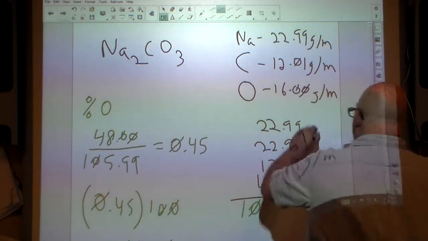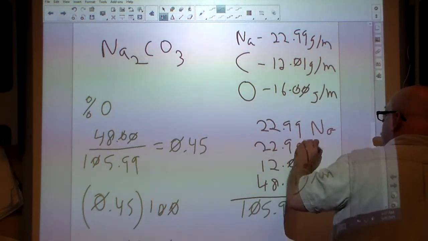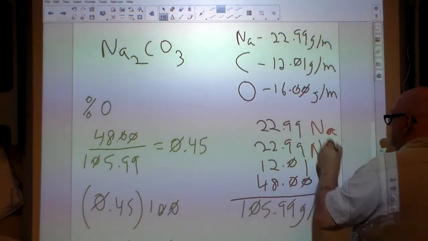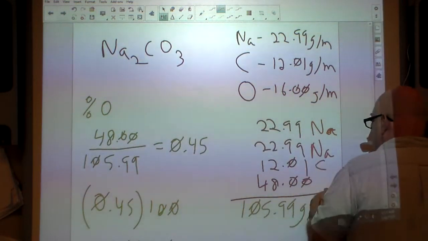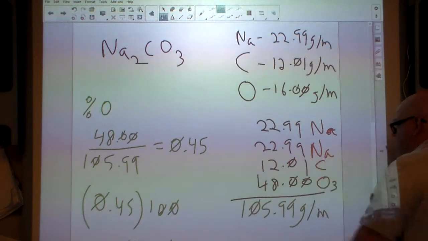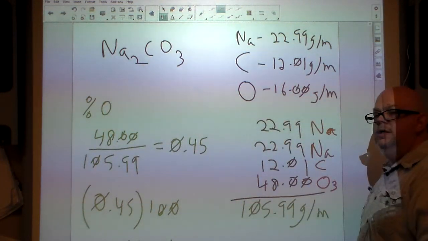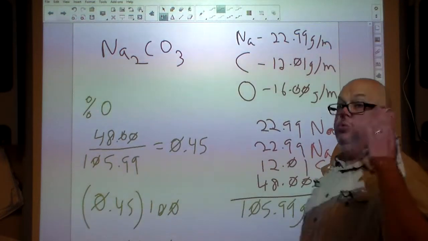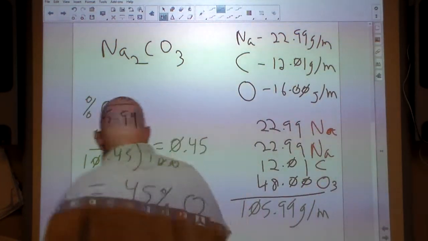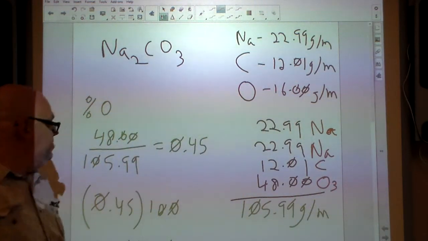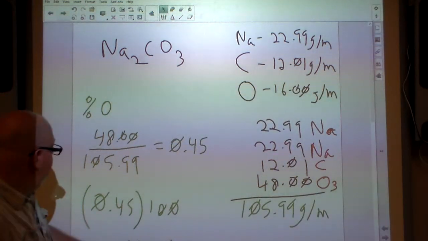Okay, so here's a sodium. Here's another sodium. So these are our 2 sodiums. Here's our carbon, and here's our 3 oxygens. So we added all of them up to get 105.99, or really, really super close to 106. So that's what we did.